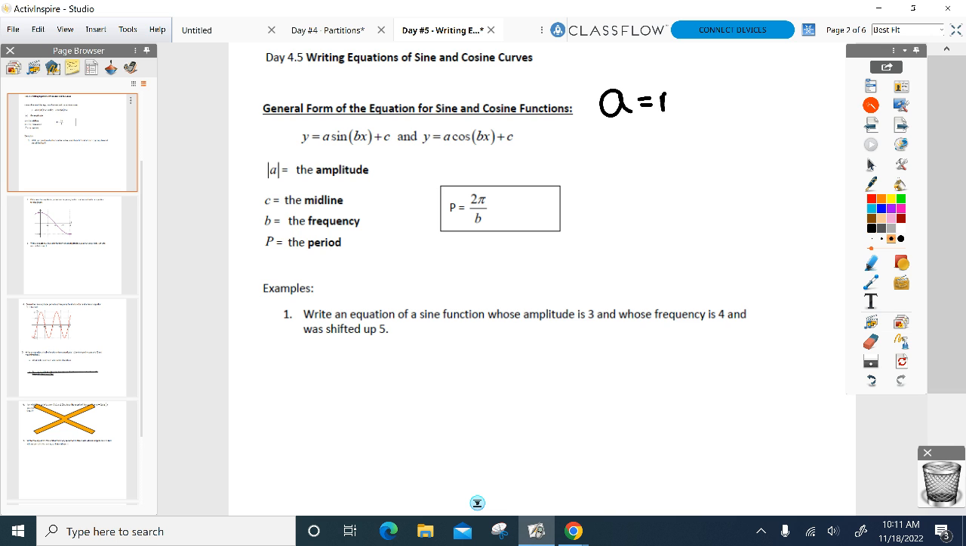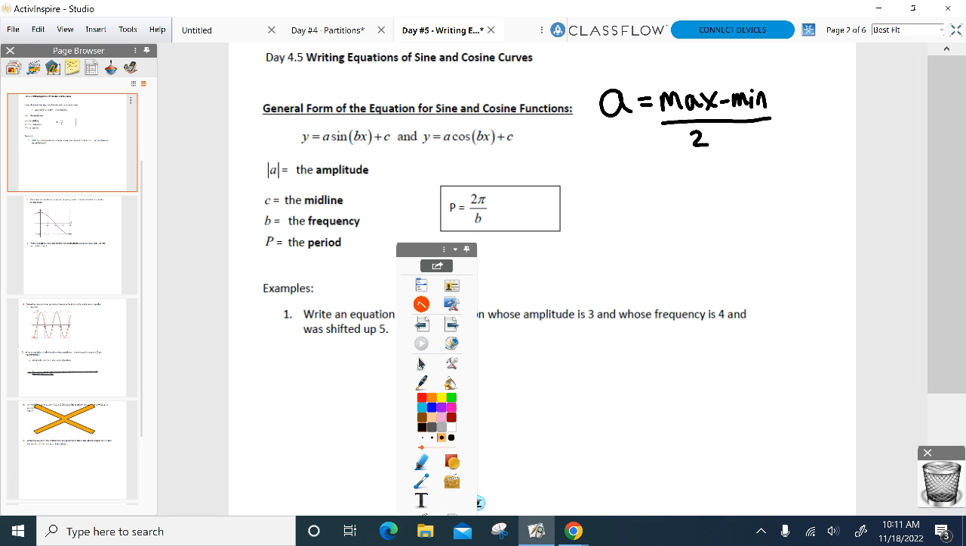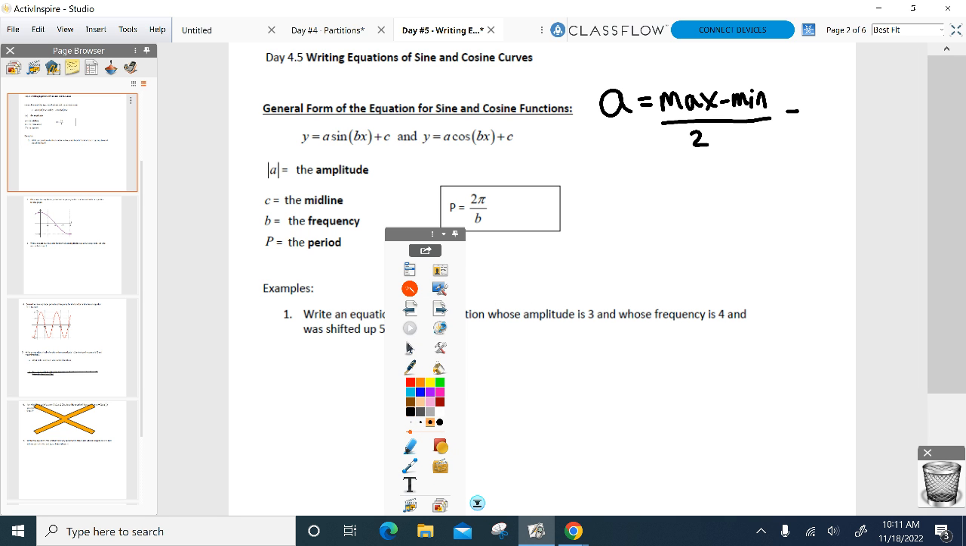Okay, I could do max minus min divided by 2. And I think there was some confusion on the quiz yesterday. Also remember, your A value is the amplitude. So if a problem gives you the amplitude, they're giving you the A value as well. Okay, that's the amplitude.